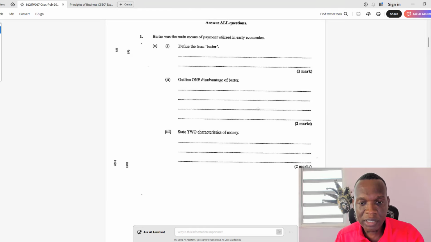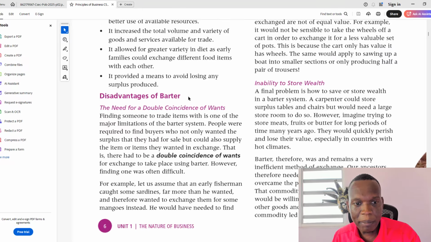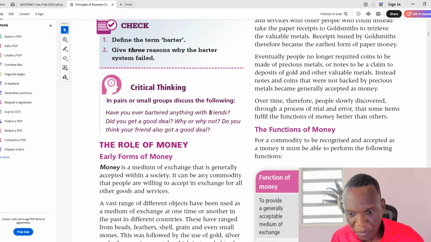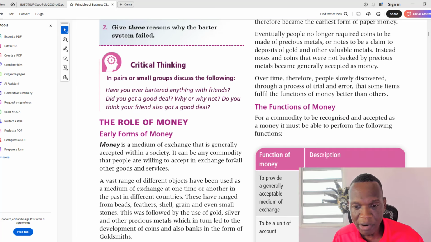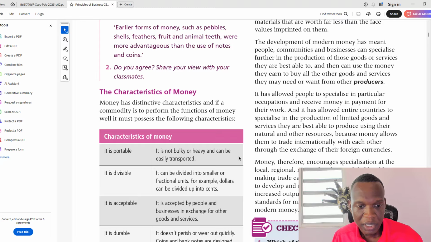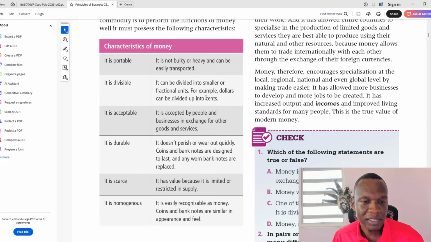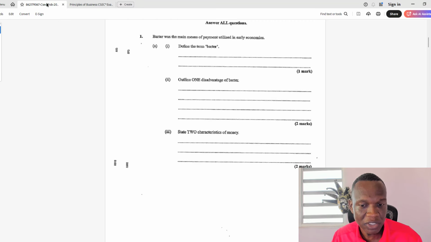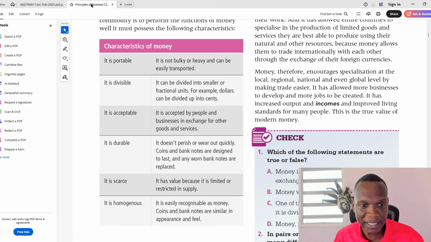Alright, state 2 characteristics of money. Remember, do not mix up characteristics with function. Characteristics are: it must be portable, divisible, acceptable, durable, scarce, and homogeneous or fungible. Those are the characteristics of money. The only ask is to state, so you don't have to explain or outline. This is state. So here they are.